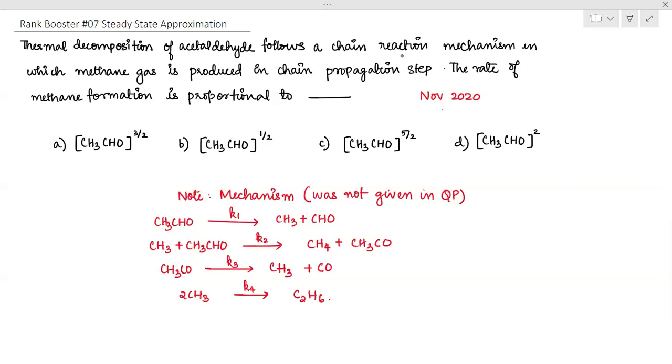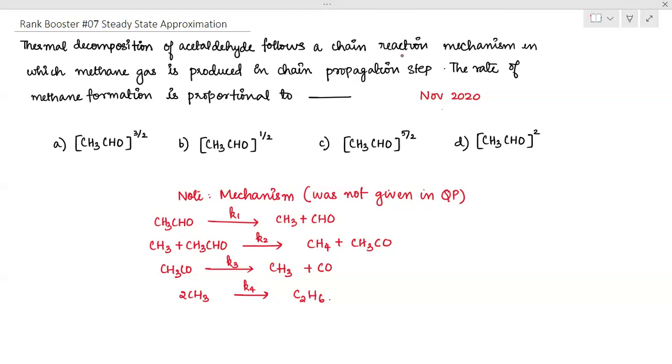Now, if you go through the question, you can understand that they have given a question regarding the thermal decomposition of acetaldehyde, which follows a chain reaction mechanism. And they say that methane gas is produced in the propagation step. You have to find the rate of methane formation, and it is proportional to the following options given.